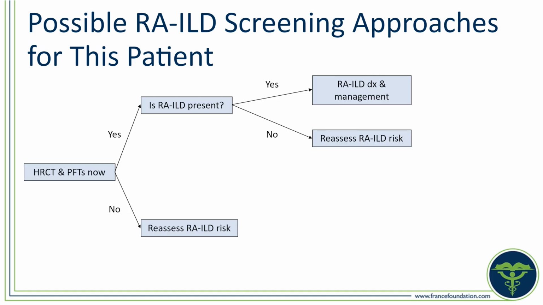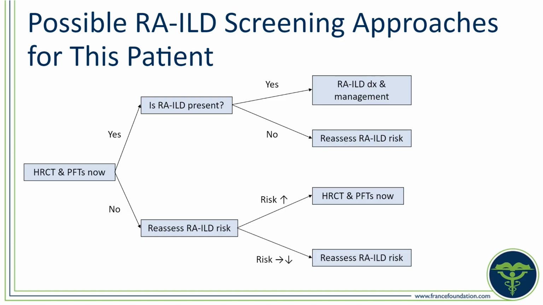Another reasonable option in this patient is that in the absence of any concerning signs or symptoms, we could plan to reassess RA-ILD risk. And when we reassess risk, if the risk has increased, we pursue high-res CT and PFTs at that time. If the risk remains stable or even decreases over time, then we continue with our plan of reassessing RA-ILD risk. The key point is that ILD risk assessment in rheumatoid arthritis is not an activity that you can do once. This is something that you need to continue to do regularly for your patient.